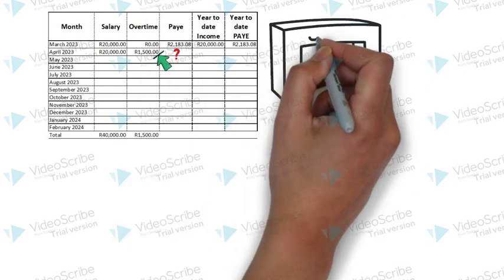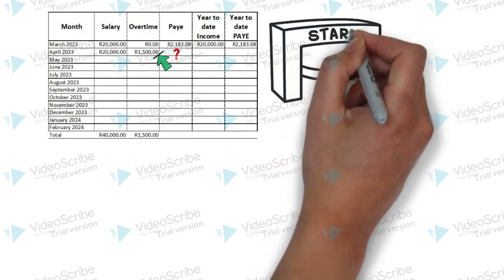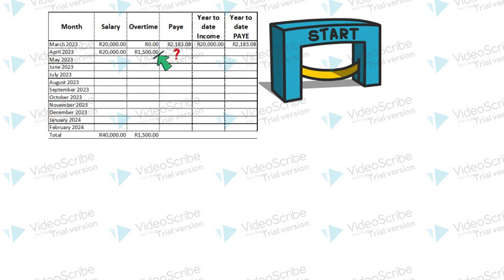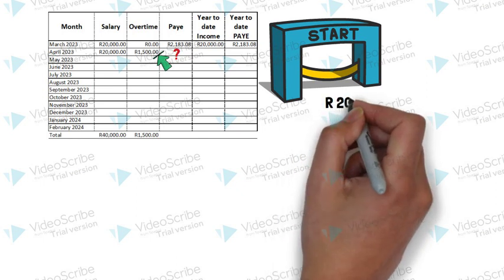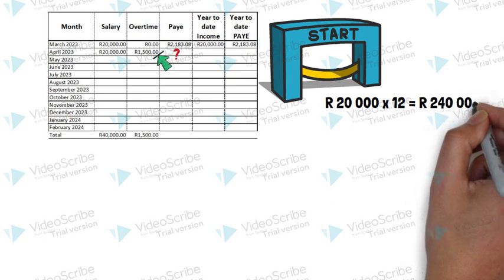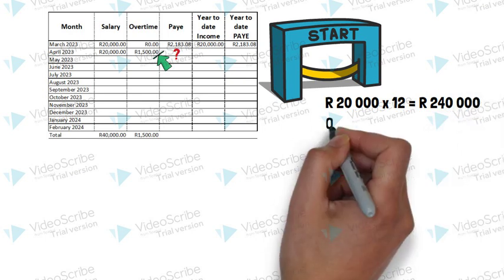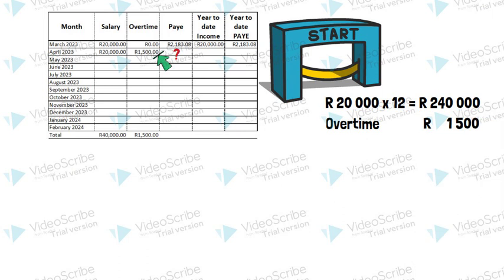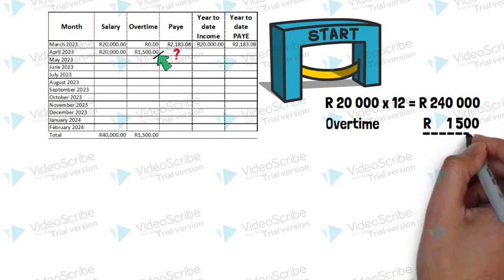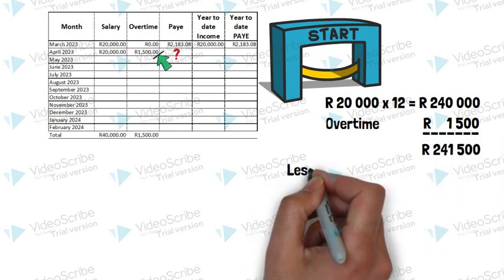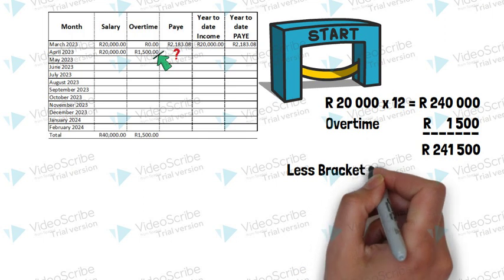First step will be to determine the yearly equivalent. So we know it's 20,000 times 12 equals 240,000 Rand. Then we add the overtime, 1,500 Rand. So this gives us a new yearly equivalent of 241,500 Rand.